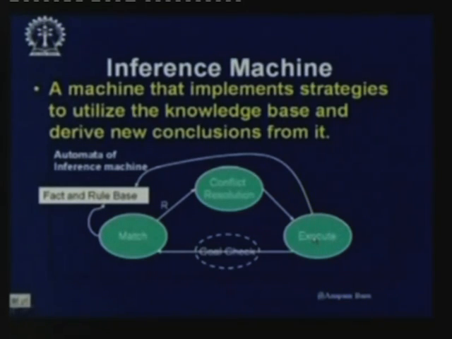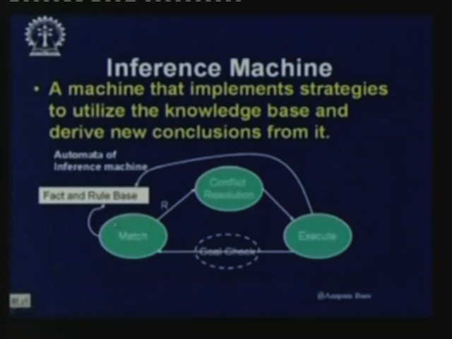In the execute state, those rules are fired. And when the rule is fired, see here in the match phase, we passed on only the triggered rules to the conflict resolution stage. Now, in the conflict resolution stage, we have resolved the conflicts and selected some rules to be fired. And when the rules are fired, the firing causes a change in the fact base: new facts are added. After this execute, we will again come to the match phase.